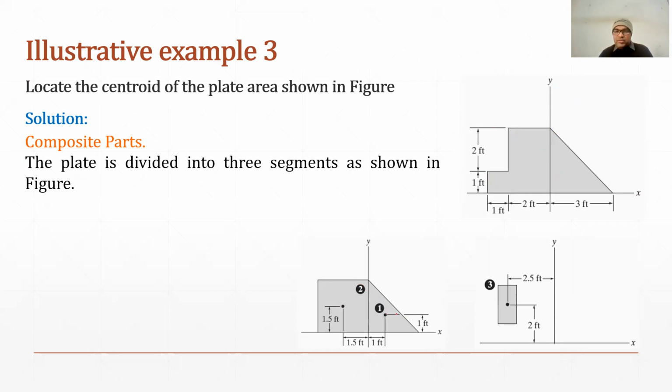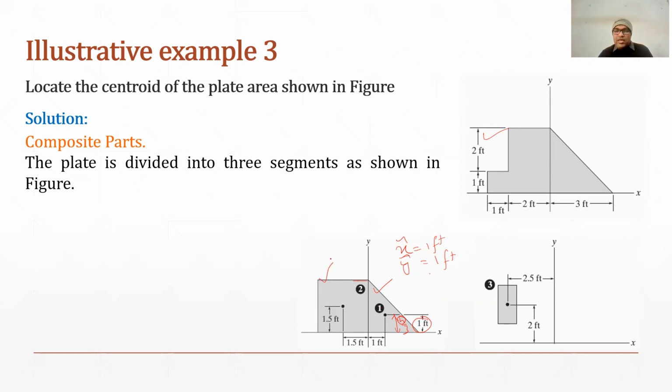So here x bar for area 1 will be 1 feet. Similarly, y bar for area 1 will again be 1 feet, because this is a triangle and the height of the triangle is 3 feet. You can see here this is 3 feet, and the centroid of a triangle, measured from the base, is at h by 3. So h is 3, so 3 by 3 becomes 1 feet. So x bar, y bar of this triangle can be found.